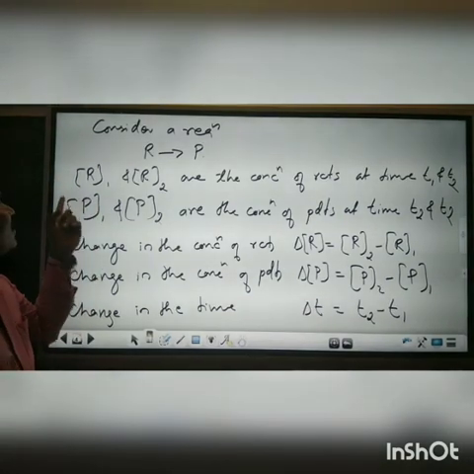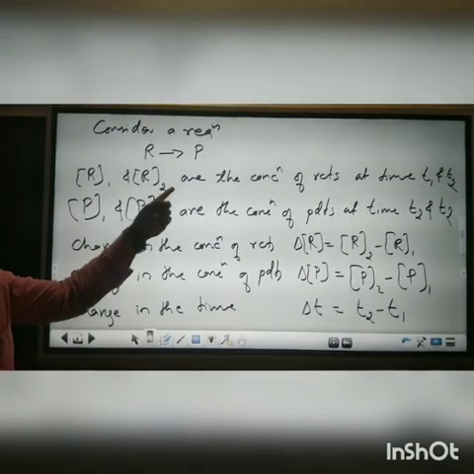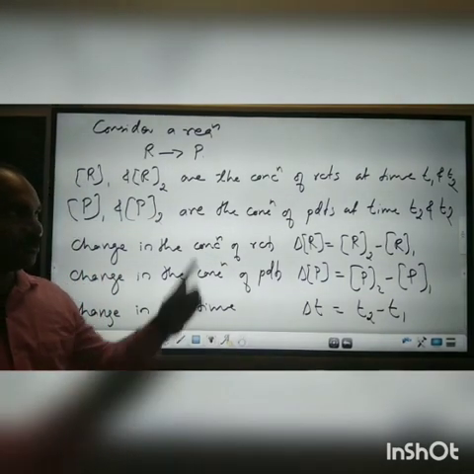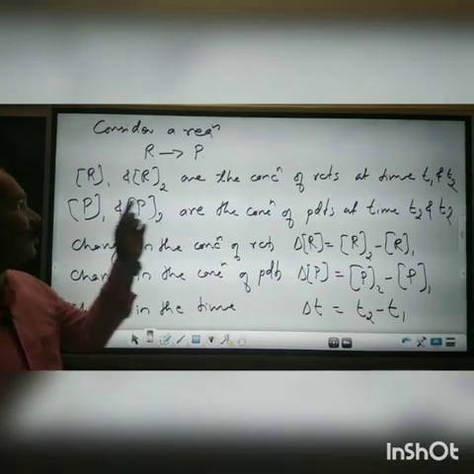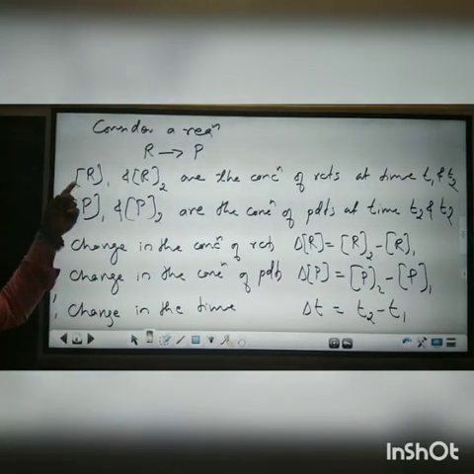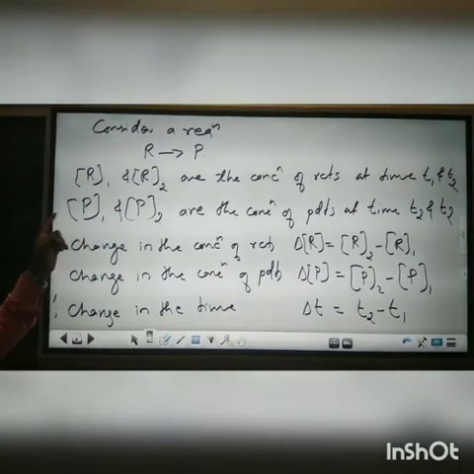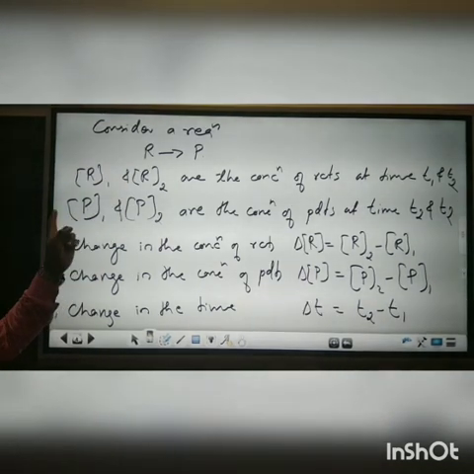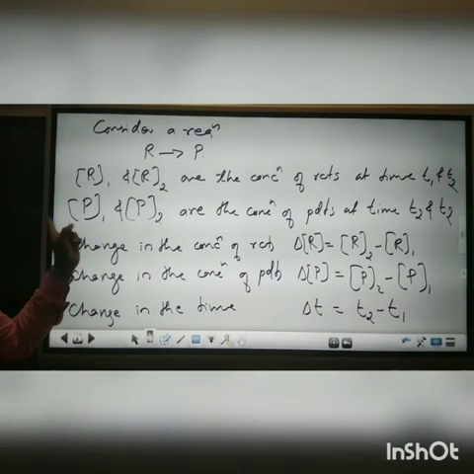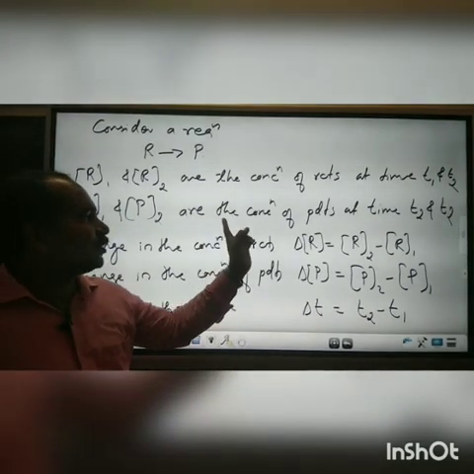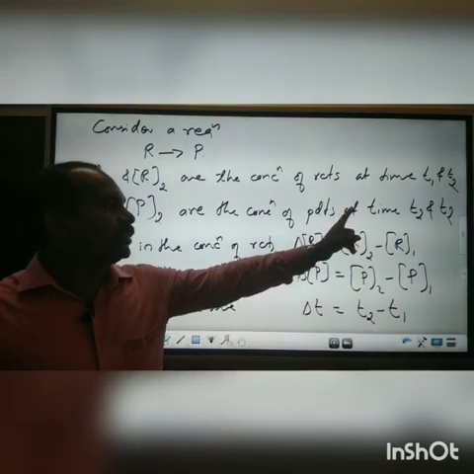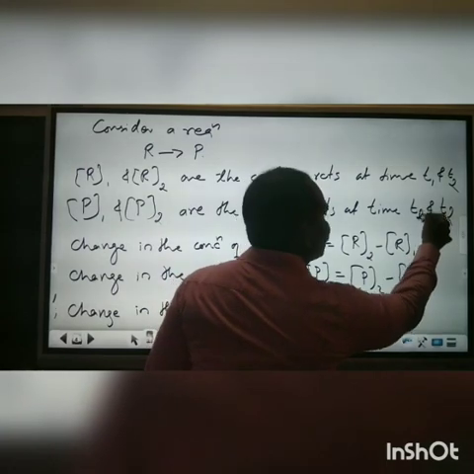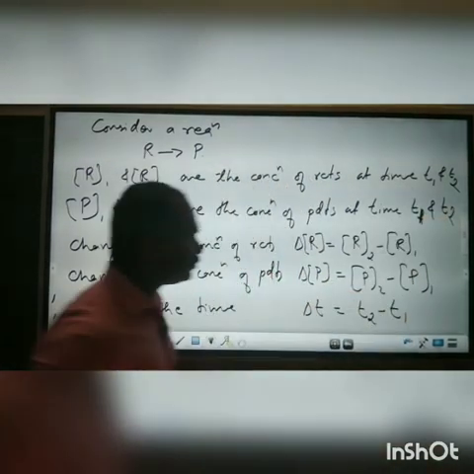And if R1 and R2 are the concentration of reactants at two different times T1 and T2, the concentration of the reactant is R1 and R2. Similarly, the concentration of products at different times is P1 and P2. So P1 and P2 are the concentration of product at times T1 and T2.